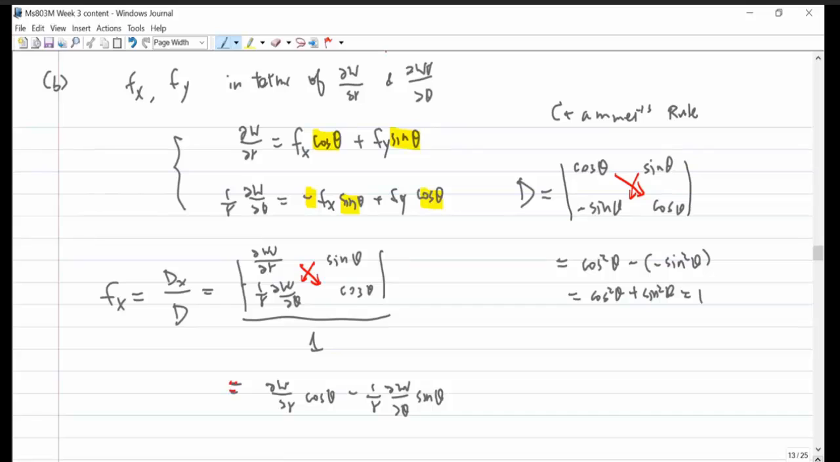Same thing here. I want to find fy now. For fy, the second column is replaced by dw/dr and 1 over r dw/d theta, over 1.